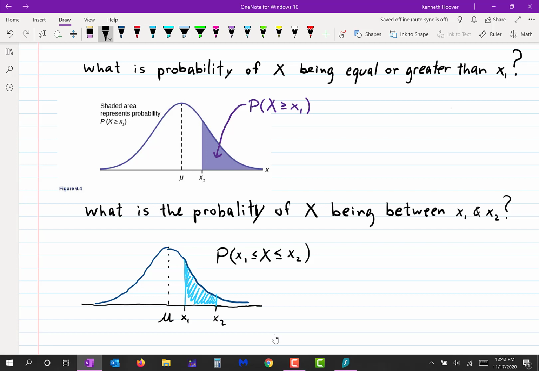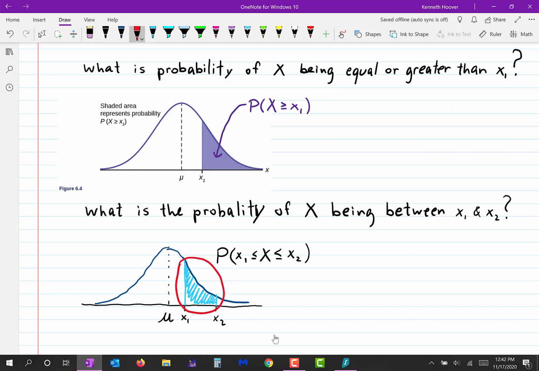If you want to find the probability that x is greater than some value, then you want to find the area under the curve to the right of that value. If you want to find the probability that x is less than some value, you want to find the area under the curve to the left of that value. And if you want to find the probability that x is between two values, then you want to find the area under the curve between those two values.